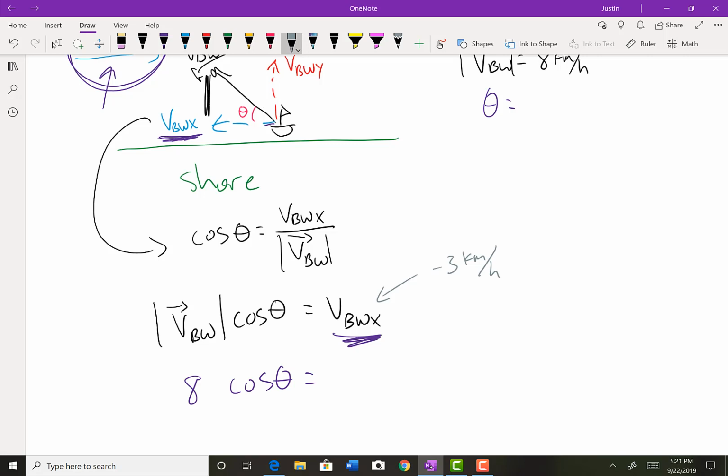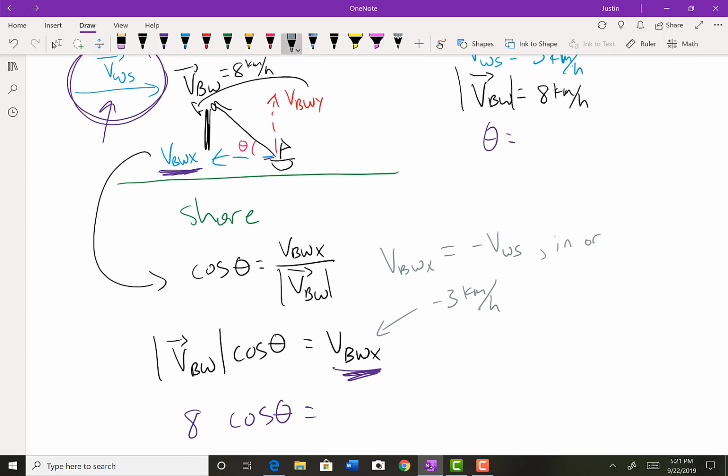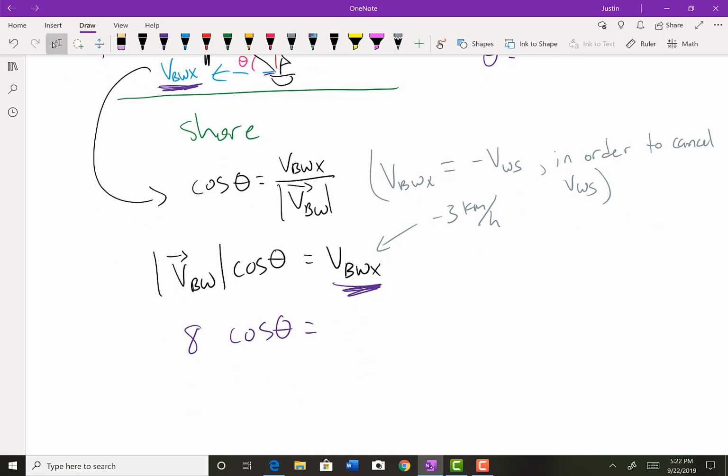If you were doing this on a problem or on an exam, I would want to know why you would want this to be the case. So, well, I'll just write it down. VBWX must equal the opposite of VWS in order to cancel VWS. So I'm explaining why I'm plugging that in as 3 kilometers per hour, or give me an equation, explain to me that you know what you're doing and why you're doing what you're doing. So this is 3 right here.